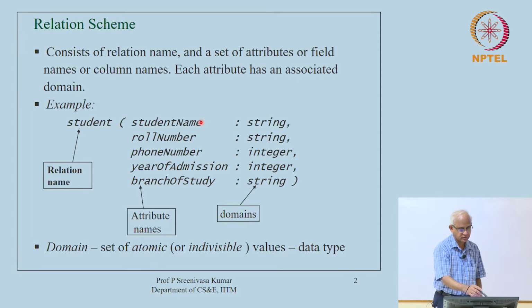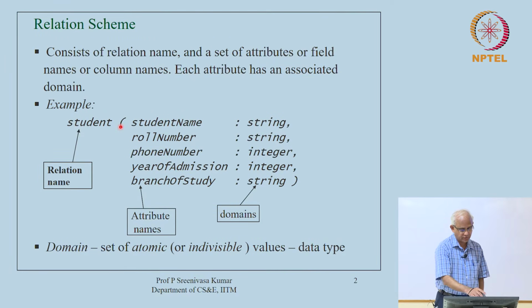Okay. A relation scheme will basically consist of the name of the relation, for example here, and the set of fields, or we also call them attributes. In this model also we call them attributes, but there is an important difference between the attributes that we have seen earlier and the attributes here. I will tell you that. So, these attributes are field names or column names. Sometimes we just call them column names because it is a tabular structure. Okay. And each of these attributes has an associated domain.